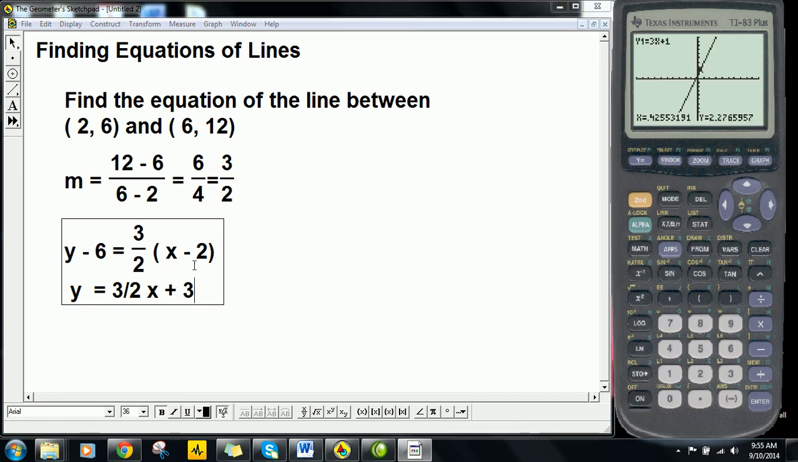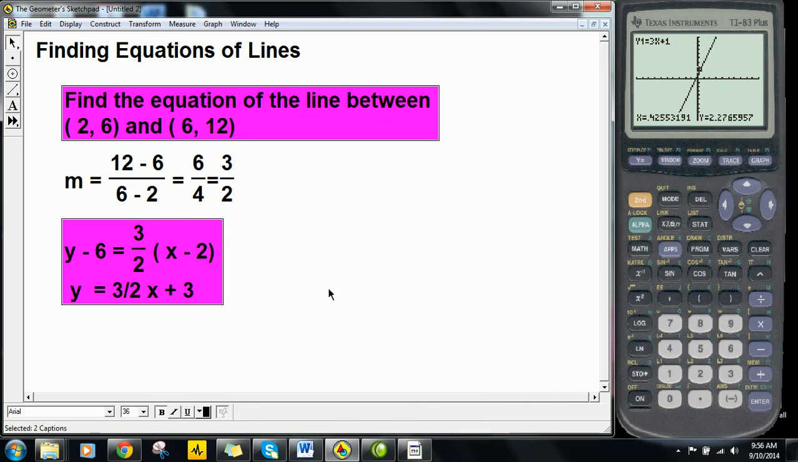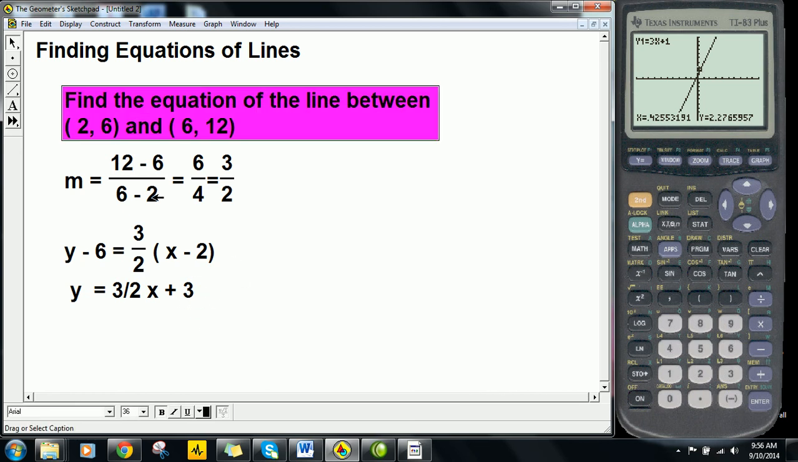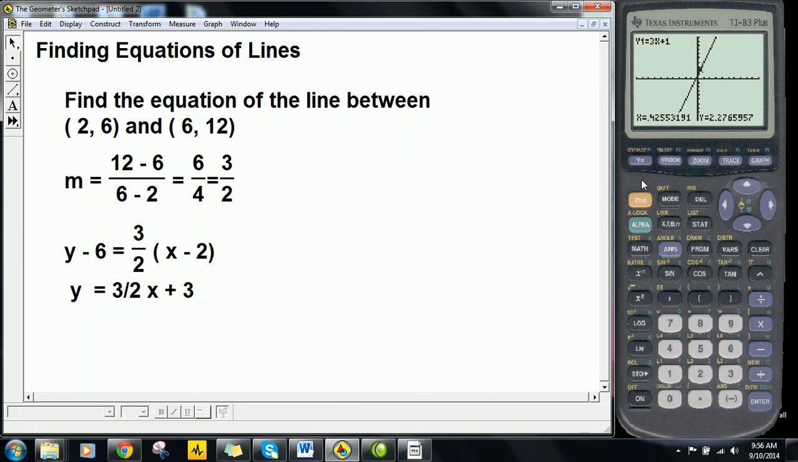So here are my equations of the line, either way. I could ask, what's the y-intercept of this line? Well, it's 3. It goes through the point (0, 3). Or I could ask, what's the slope of this line? And you would say 3/2. I already found that. Let's see what it looks like on the graph.